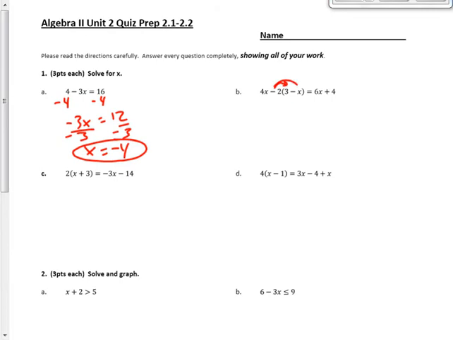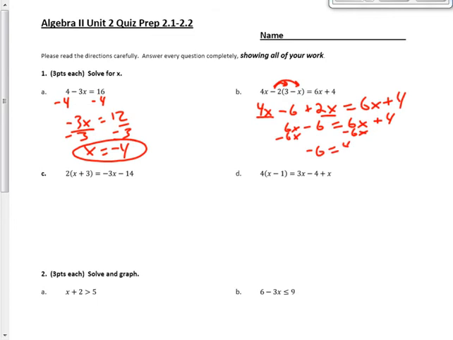In part B, the distributive property here, so 4x, be careful with the negative. Negative 2x times 3 is negative 6. Negative 2 times negative x is positive 2x equals 6x plus 4. Combine like terms on the left-hand side here. 4x plus 2x gives me 6x minus 6 equals 6x plus 4. Subtract 6x, subtract 6x. Negative 6 is equal to 4.